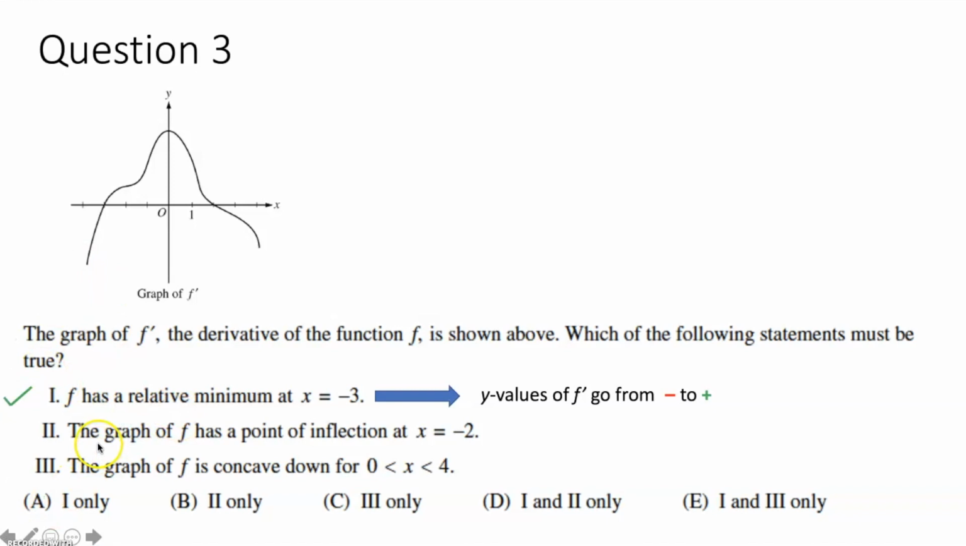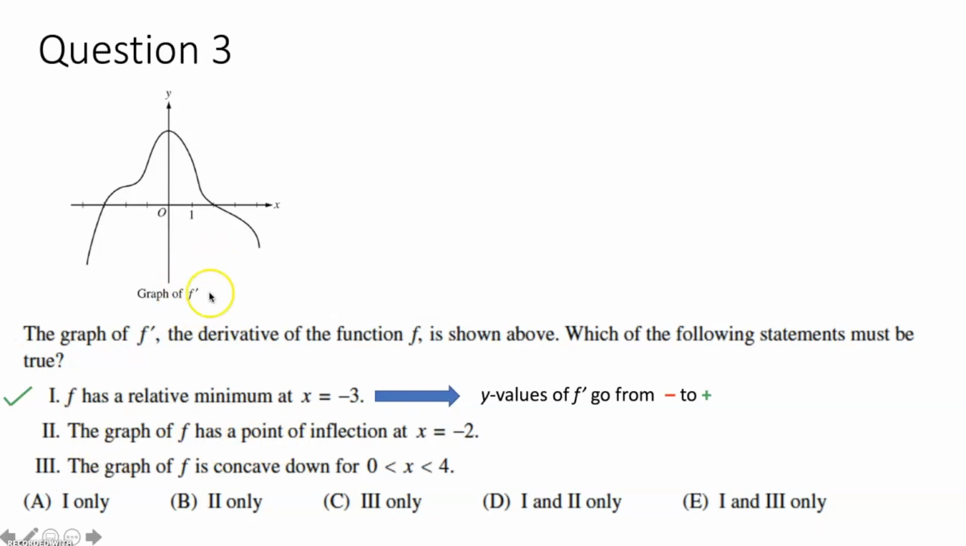Let's move on to the next one. So this says the graph of f has a point of inflection at x is equal to -2. So your first instinct would be to look up here and say, oh, at x is equal to -2, your graph changes from concave downward to concave upward. So yeah, there would be an inflection point here. But no, this says the graph of f has a point of inflection. This is the graph of f prime.